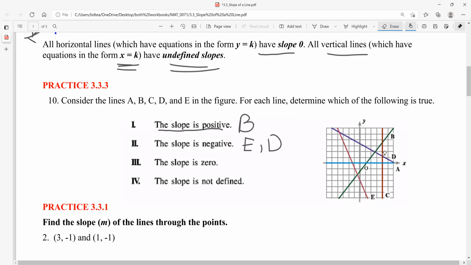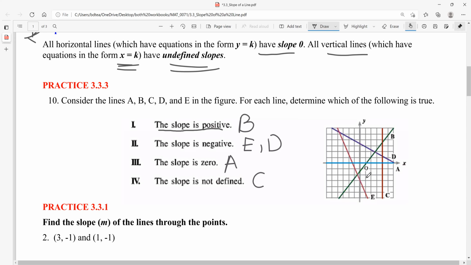So this is a horizontal line, and that slope is going to be 0. So all of our horizontal lines are 0. And then our vertical lines are undefined, because x equals a constant. So our vertical line is C, and this looks like C. A, B, C, D, E. Did we get them all? Yeah. Okay. So this is just an exercise.